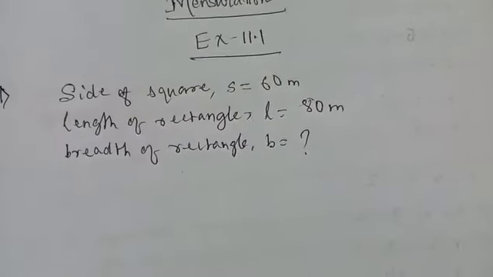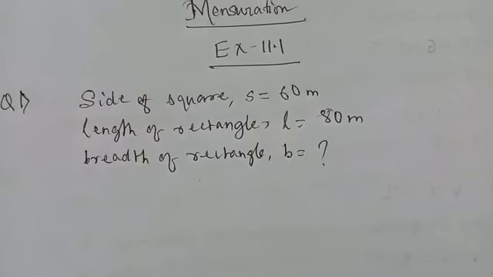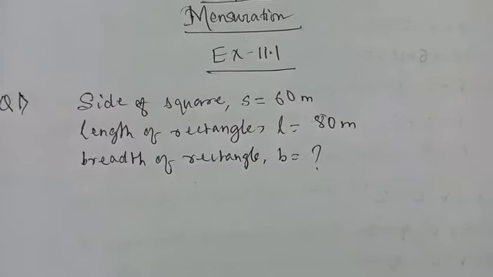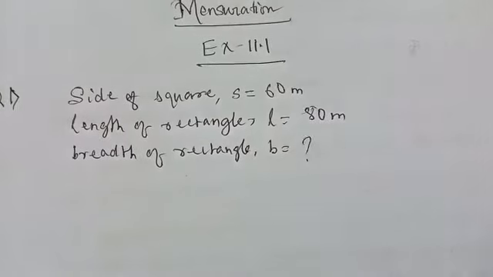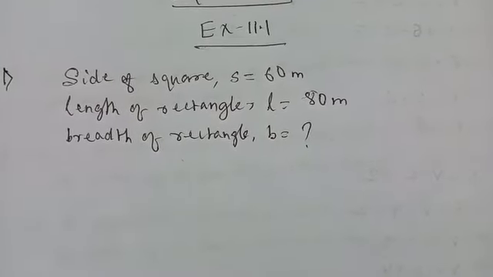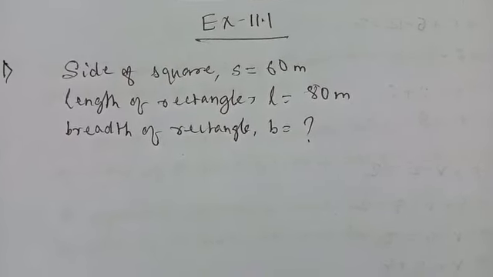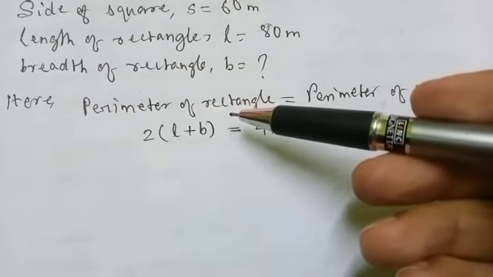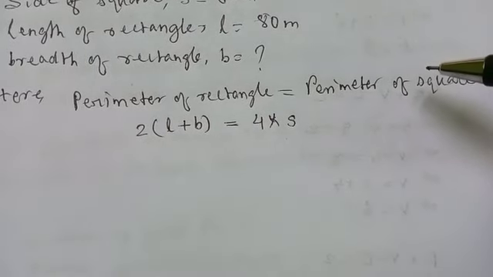You have to take the help of perimeter, because in the question it is given that the perimeter of both the figures is the same. So you will apply the formula of perimeter and find the breadth. Okay. So what is the perimeter of square formula and what is the perimeter of rectangle formula? Let us write it and compare it, because both are equal. Perimeter of rectangle equals perimeter of square, as given in the question.